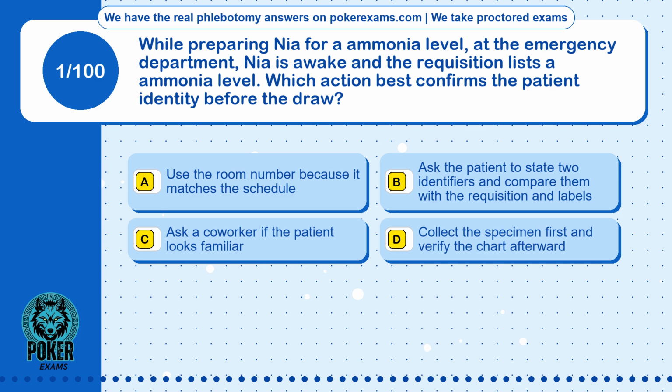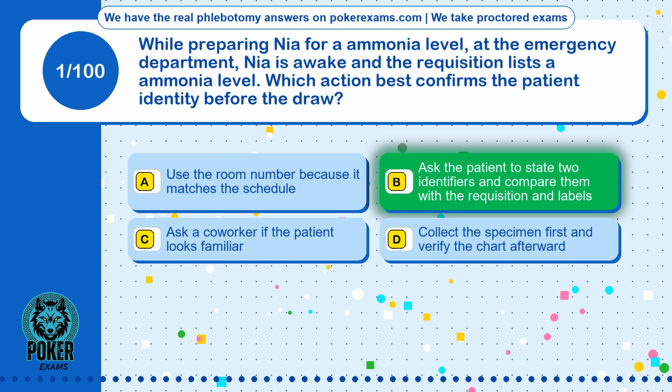Option C. Ask a co-worker if the patient looks familiar. Option D. Collect the specimen first and verify the chart afterward. The correct answer is option B. Ask the patient to state two identifiers and compare them with the requisition and labels.